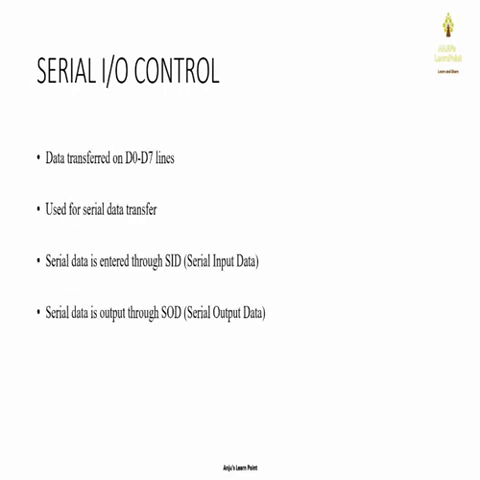The last block is the serial input-output control block. This block is mainly used for serial data transfer, where the data will be transferred on the data lines, that is D0 to D7 lines. Serial data will be entered through the serial input data port, or SID, and the data will be given out through the SOD port, or serial output data port. So this is the architectural block diagram of 8085.